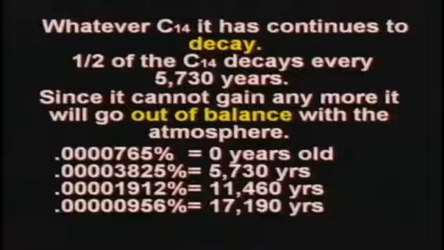When the plant or animal dies, it stops eating, stops taking in more C14. It stops breathing. Okay? Now whatever it had is going to decay. It was decaying while it was alive, but now there's nothing to replace it. So what they do is they compare the amount of C14 in the fossil with the amount in the atmosphere and say, wow, this fossil's only got half as much. Therefore, it's been dead for one half-life, 5,700 years. Because it continues to decay after it died, but now it can't be replaced. So while it was alive, it should have had about 0.0000765%. If it's only got 0.0003825%, it's been dead for one half-life, or two half-lives, or three half-lives, etc.